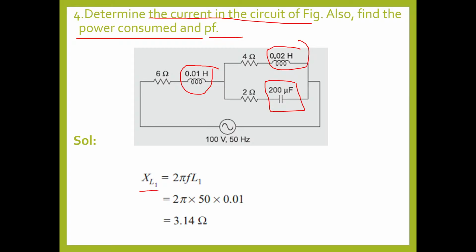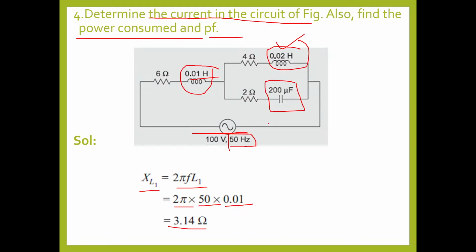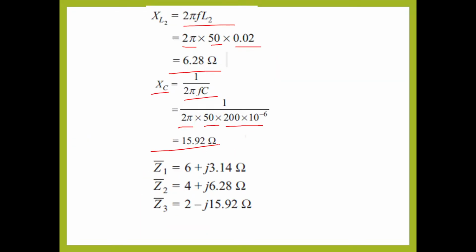Inductive reactance XL1 is 2 pi f L1. The frequency is given, 50 hertz, and L1 is 0.01. Just substitute, you will get XL1. Similarly, XL2 is 2 pi f L2, with 2 pi f using 50 and L2 being 0.02. You will get the XL2 value. Similarly, XC is 1 by 2 pi f C, with f as 50 and C as 200 microfarad, so 200 into 10 power minus 6. Simplify, you will get XC.